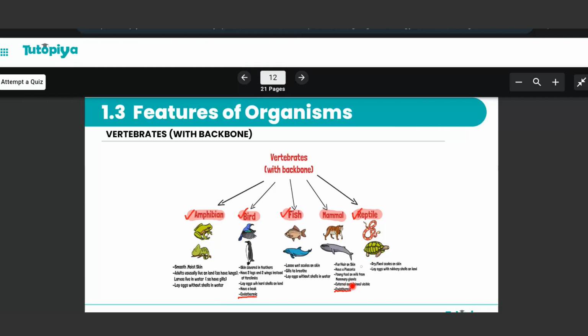The other features include having fur or hair on their skin, having a placenta, having external ears, and being endothermic. So these are the features you should know about the mammals, and that brings us to the end of the vertebrates. I hope you all got a good understanding of these groups within the animal kingdom. So now let's try a few questions.